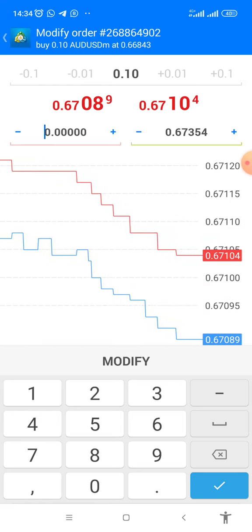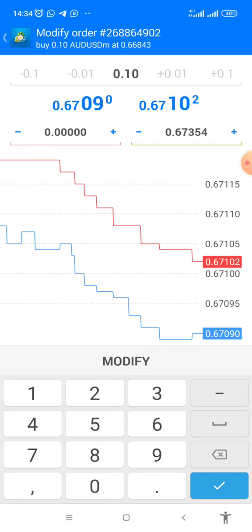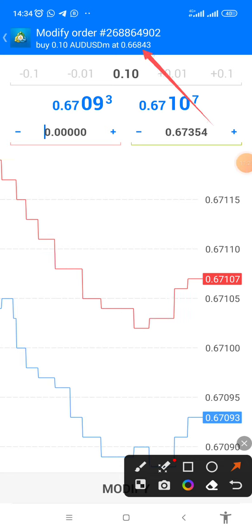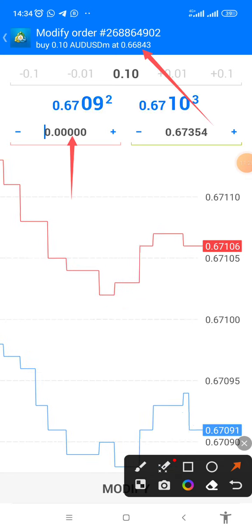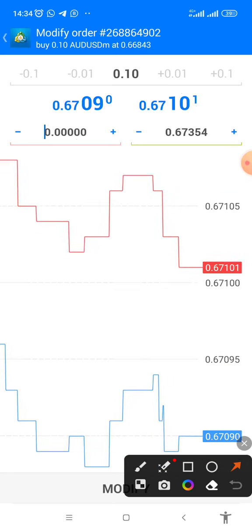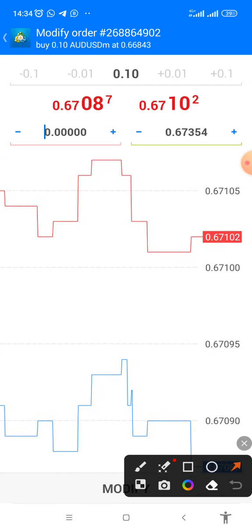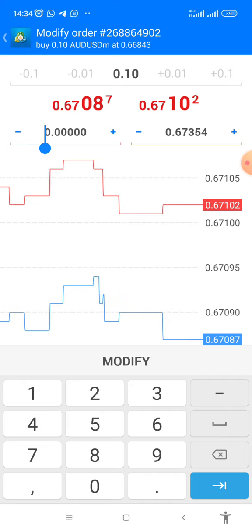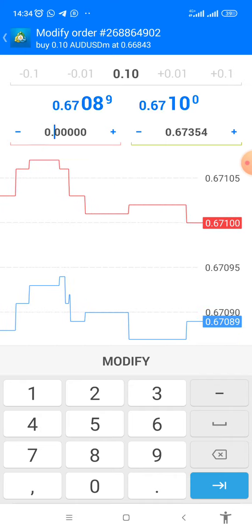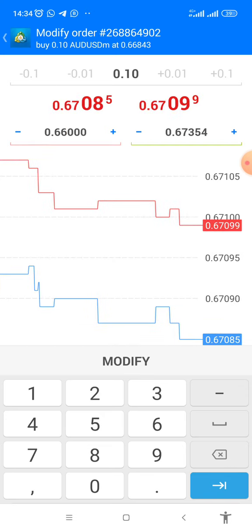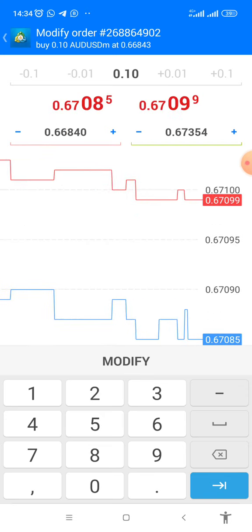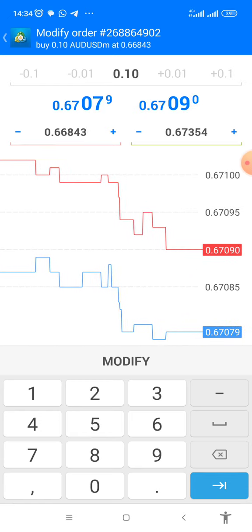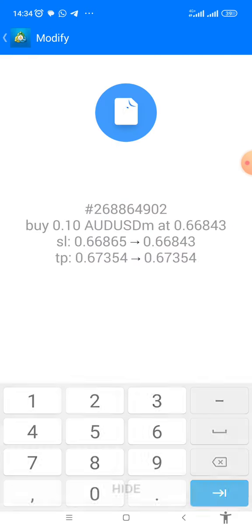But I want us to put our stop loss at entry. So we are going to look at the entry price over here, and then we'll put the same figures over here at the stop loss area. The stop loss area is the area with the red line. So what is our stop loss? Because we want to put our stop loss at entry, our stop loss is going to be the entry, which is 0.66843. Once that is done, it means our stop loss is now at entry price. Then we can click on modify.